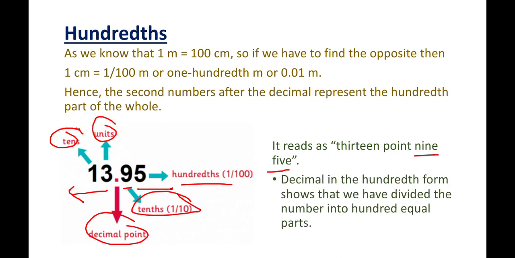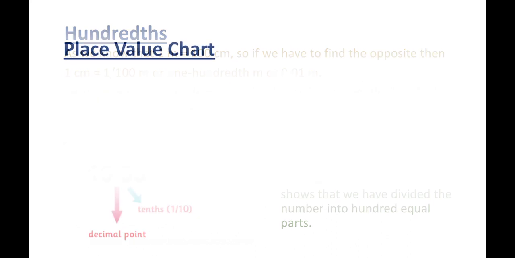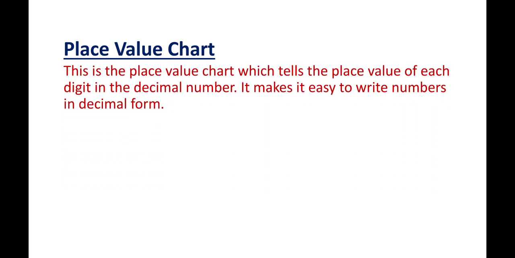In the hundredths form, we have divided the number into 100 equal parts. In the tenths place, we are dividing the gap into 10 equal parts. In the hundredths, we are dividing the gap into 100 equal parts. Now come to the place value chart of this one, that is for decimals.